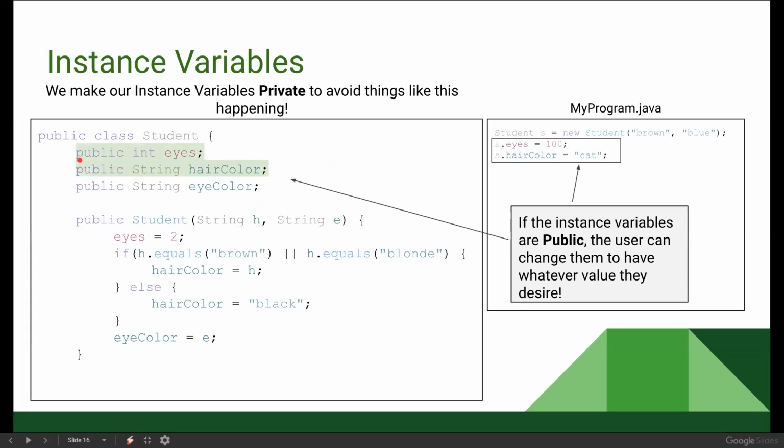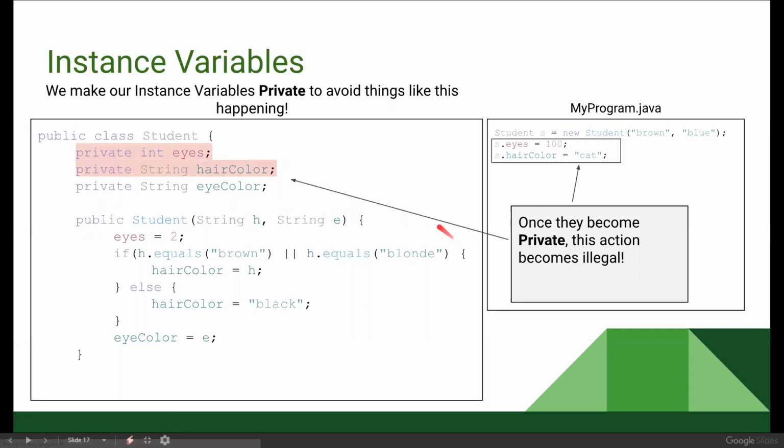So since those instance variables are public, the user in another class can change them to whatever value they want. They're not restricted by whatever restrictions we want to have in place. So if we make those private, this action becomes illegal, which is really desirable. We don't want users to have free reign access to our instance variables because they can do wacky things like this.